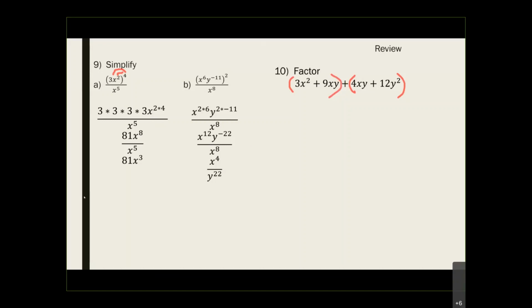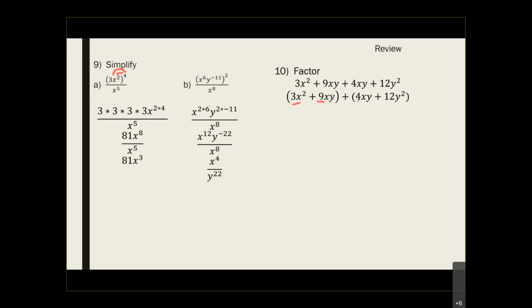So if you group the first 2, you have 3x squared plus 9xy plus 4xy plus 12y. This is the actual grouping I have. Let me erase this so that you can see. After you group, this is what you ask yourself: in the first group, what can you extract out, right? In the first group, do you agree that you can take out a 3, and an x, right?